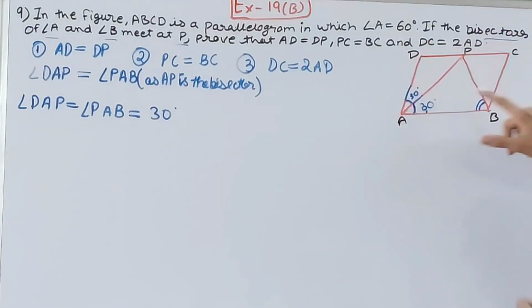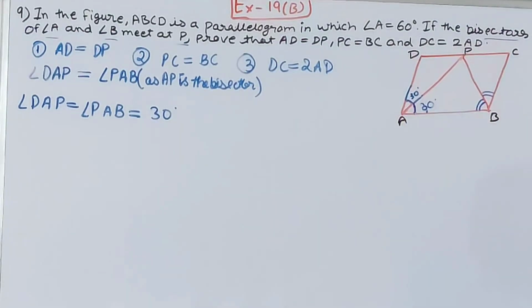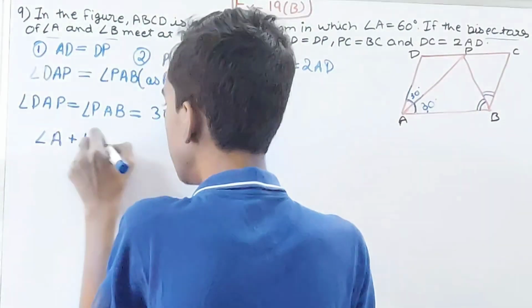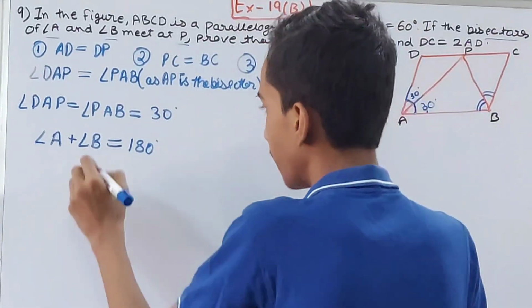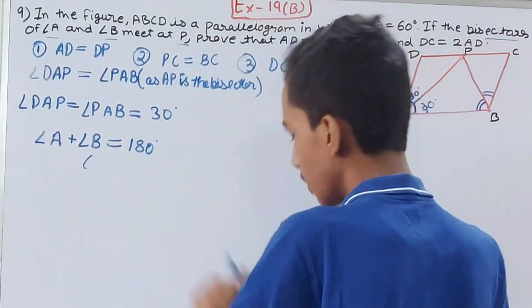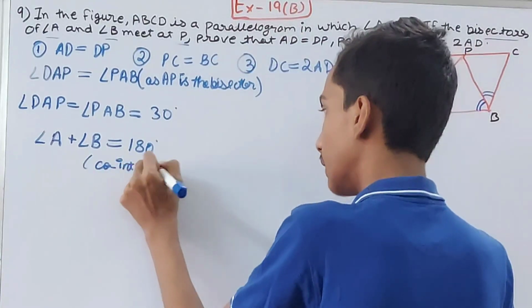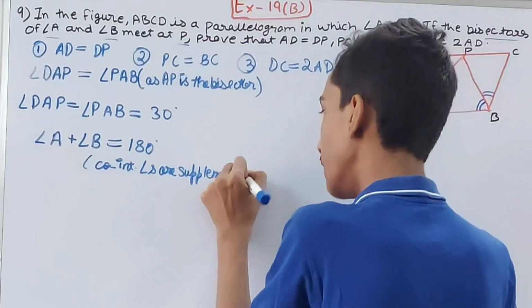Look. Now you will also see one very, very important thing in this question. Angle A plus angle B is equal to 180 degrees, right? Because adjacent angles are supplementary. Or wait, not adjacent angles, you should write co-interior angles. It's a more appropriate word. Co-interior angles are supplementary. Supplementary means they have the sum of 180 degrees.